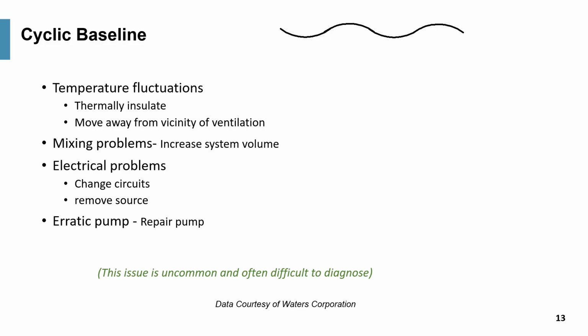A cyclical baseline is generally uncommon and often very difficult to diagnose. In some situations you have older electrical systems in an older laboratory, and also when the HPLC equipment is plugged into a circuit which, let's say, is being used by an air conditioning window unit compressor, for instance, or close to another piece of equipment that's drawing high electricity. So that could be the situation in here.